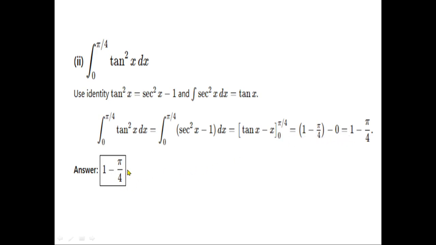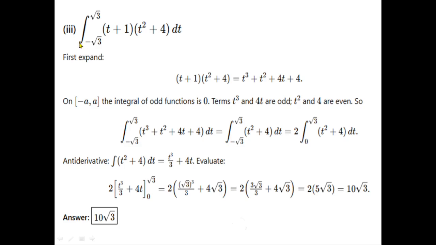The next function is the integral from minus root 3 to root 3 of (t plus 1) into (t square plus 4) dt. To simplify this function, we have to multiply t plus 1 into t square plus 4. Then we get t cube plus t square plus 4t plus 4.